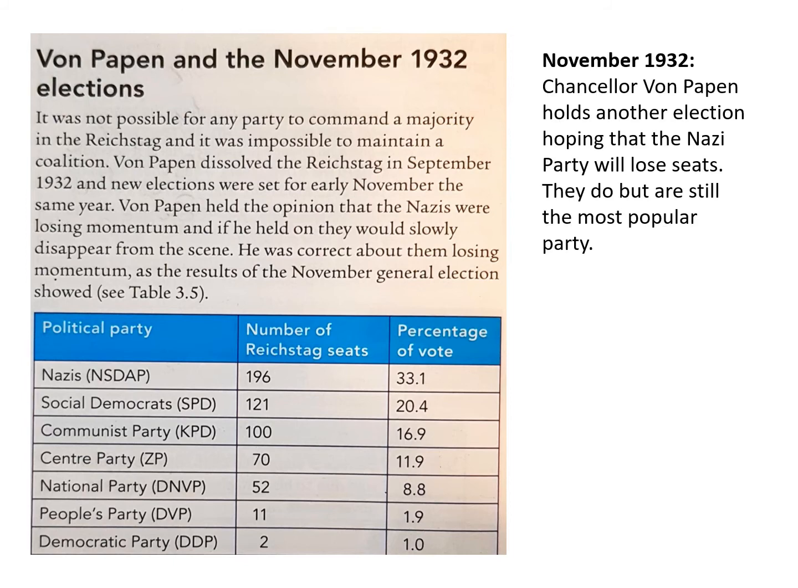So I would probably just say November 1932, Chancellor von Papen holds another election, hoping that the Nazi Party will lose seats. They do, but it's still the most popular party. That's kind of how I would summarise that one there. So I would pause it and get that on, otherwise I'm going to move on to the next one, okay?